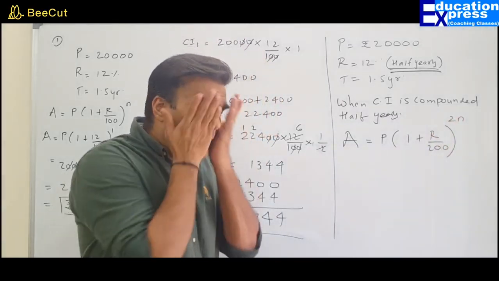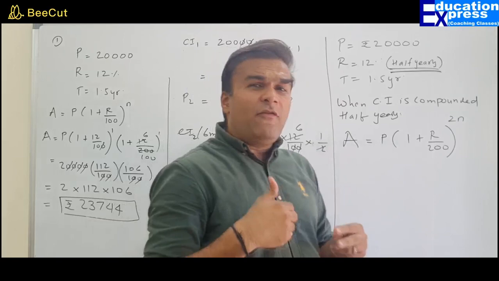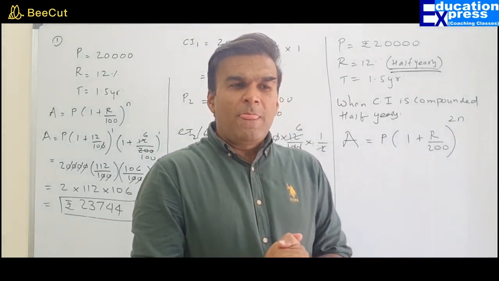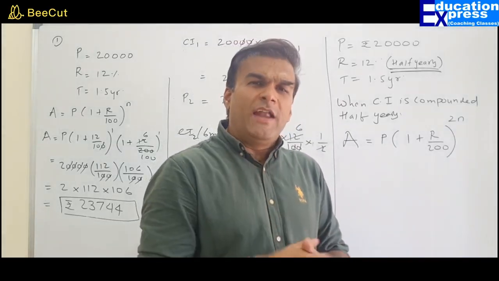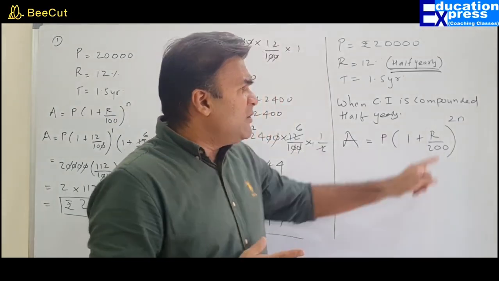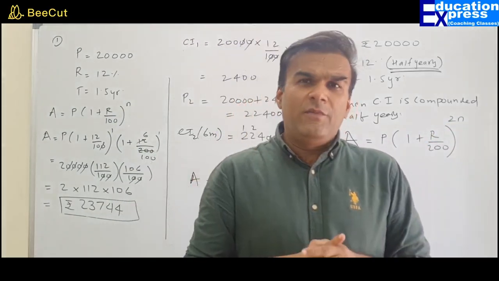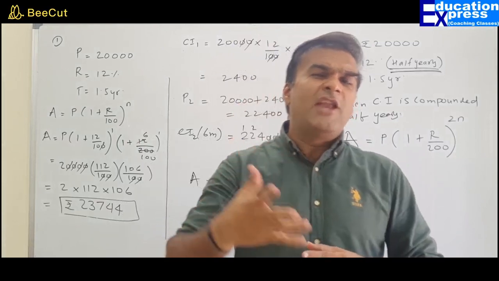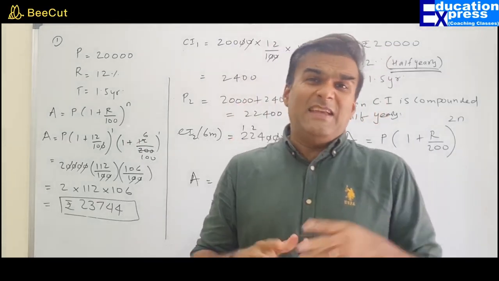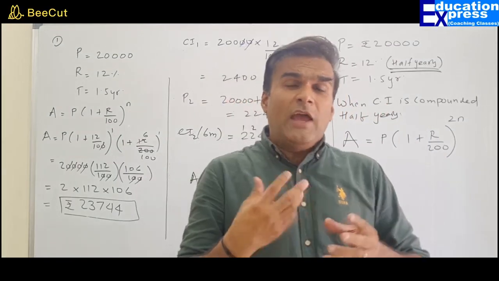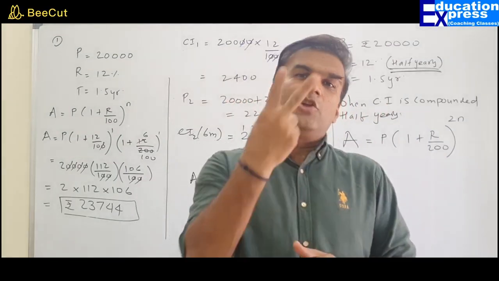You know what does it mean? It means that after every 6 months, your principal is getting compounded. After every 6 months. And so why have we taken 2n? See, very simple. If you are talking about 1 year, in 1 year, how many semi-annuals will be there? That means in 1 year, how many times you get a duration of 6 months? So 2 times.